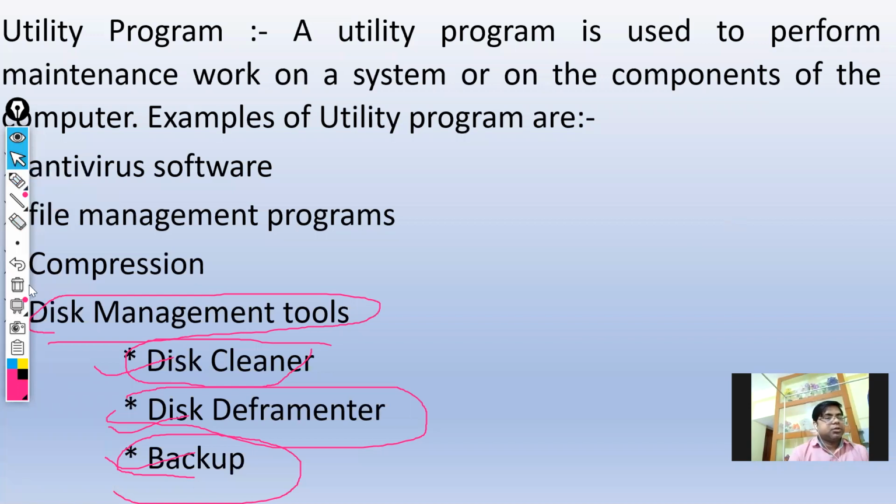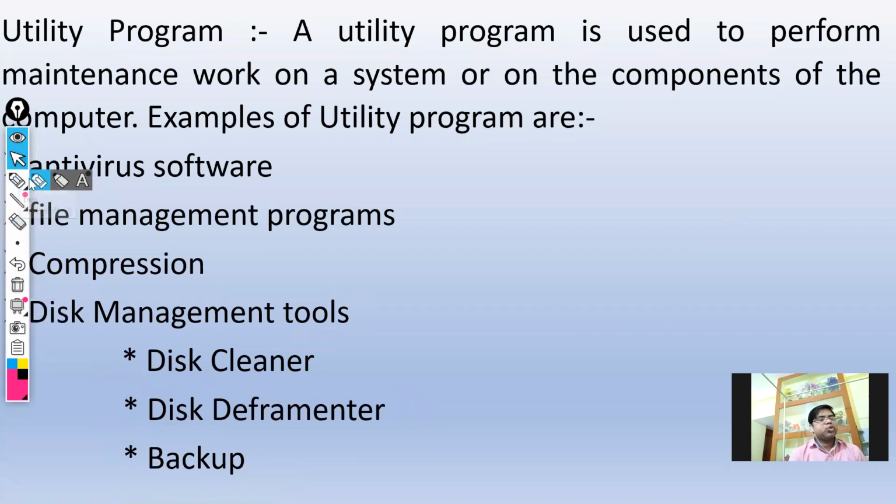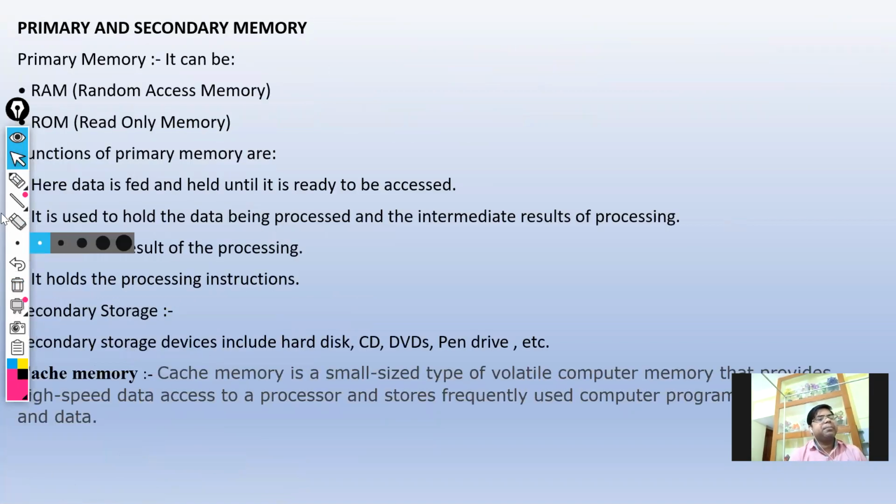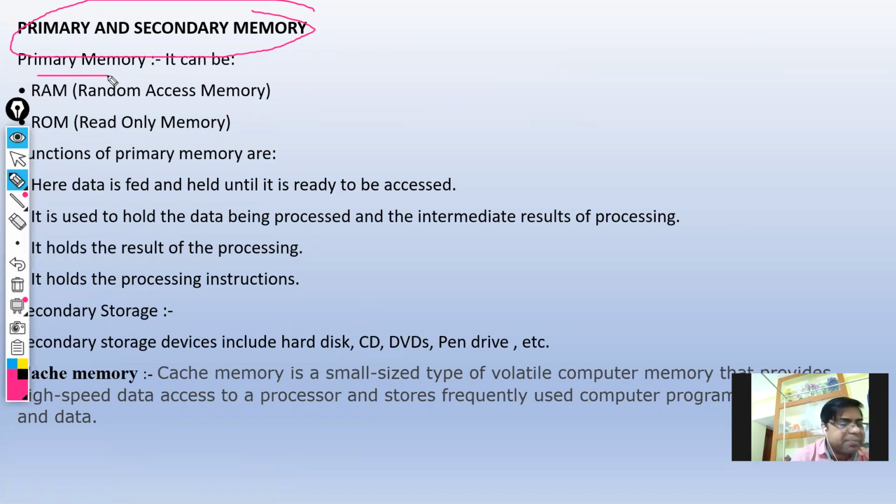Now, student, the next part is primary and secondary memory. What is the primary memory? The primary memory is also called primary storage. It is directly accessible by the CPU. It is a volatile memory.